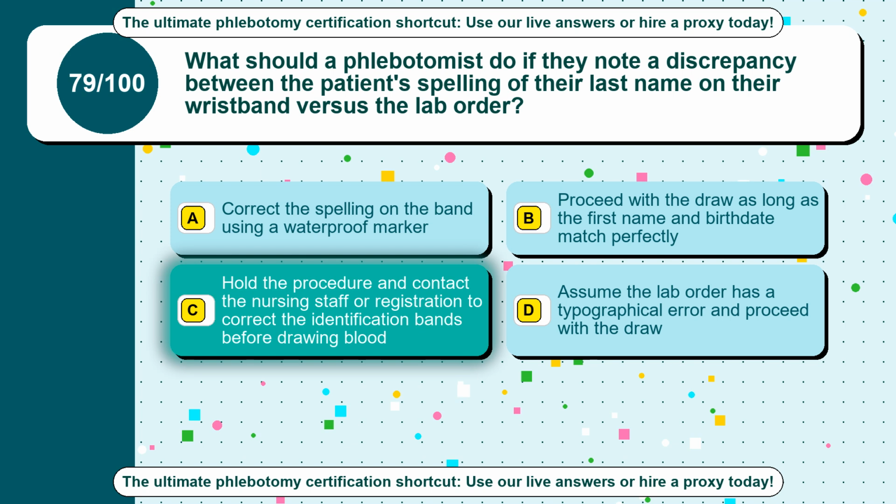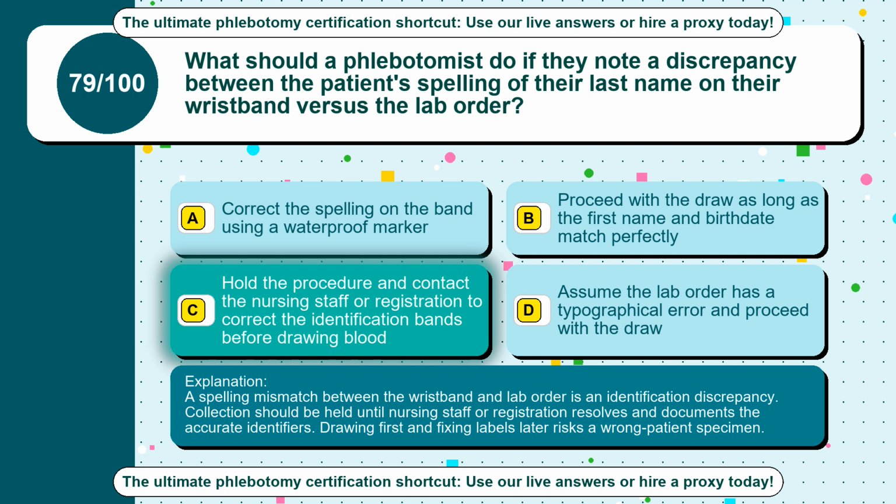The correct answer is option C, hold the procedure and contact the nursing staff or registration to correct the identification bands before drawing blood. A spelling mismatch between the wristband and lab order is an identification discrepancy. Collection should be held until nursing staff or registration resolves and documents the accurate identifiers. Drawing first and fixing labels later risks a wrong patient specimen.